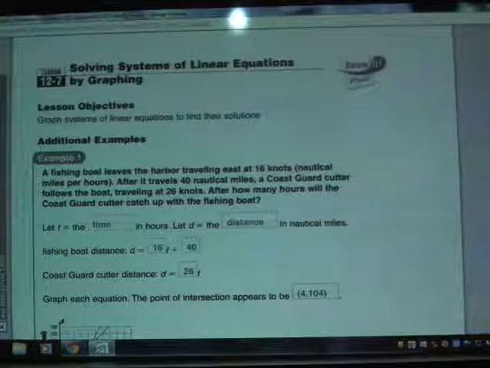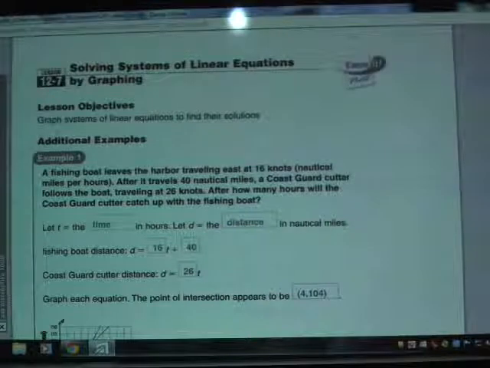All right, so t is going to be time, d is going to be distance. Start off with the fishing boat. Write an equation that describes where the fishing boat is at the end of this scenario. Well, remember what it says here compared to the Coast Guard cutter ship. After it's gone 40 miles, it's still traveling at 16 knots. So that's why they wrote 16t plus 40. Right? 16 knots times however long it travels plus the 40 nautical miles is going to be wherever it's at in that distance and time.